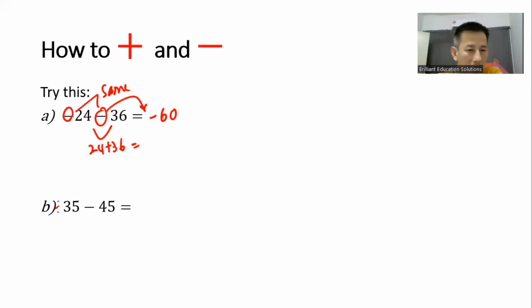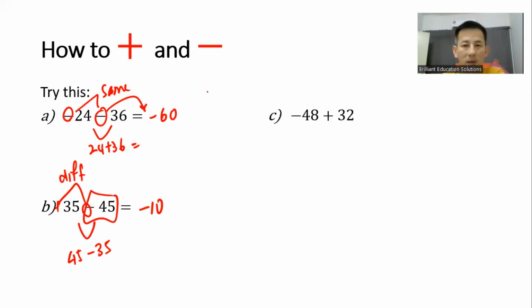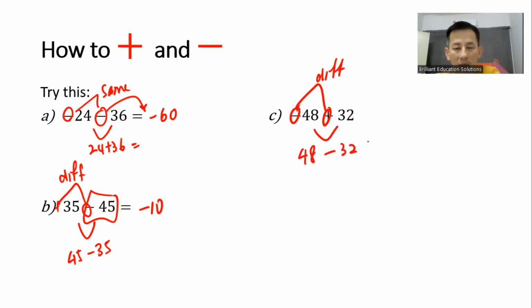Okay, this one is plus and minus, so it's different sign. So these two you minus: 45 minus 35 will give you 10, and the sign of the bigger number is negative. This one is plus minus, so it's different sign, so you minus: 48 minus 32 will give you 16. So the sign of the bigger number is negative. This is the bigger number.